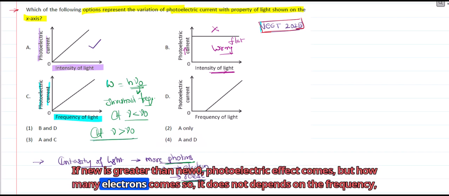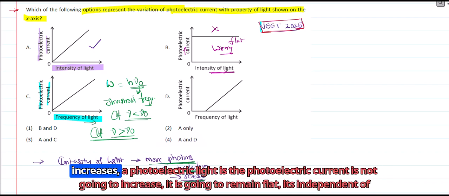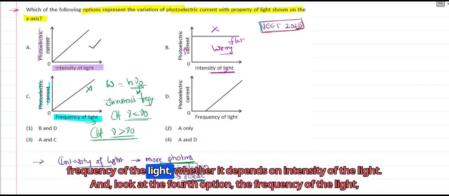But how many electrons come out doesn't depend on the frequency. Frequency only decides whether the electron ejects or not. Rather, it depends on photons, right? So even if the frequency of the light increases, photoelectric current is not going to increase. It's going to remain flat. It's independent of the frequency of the light. Rather, it depends on the intensity of the light. And look at the fourth option.